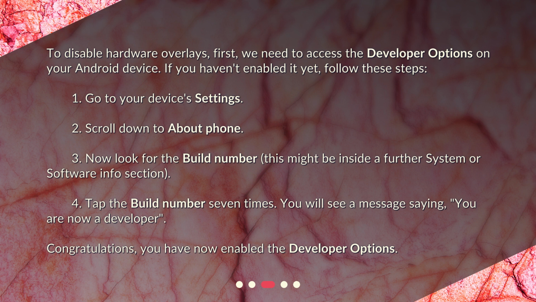1. Go to your device's settings. 2. Scroll down to About Phone. 3. Now look for the build number. This might be inside a Further System or Software Info section. 4. Tap the build number 7 times. You will see a message saying, "You are now a developer." Congratulations, you have now enabled the developer options.